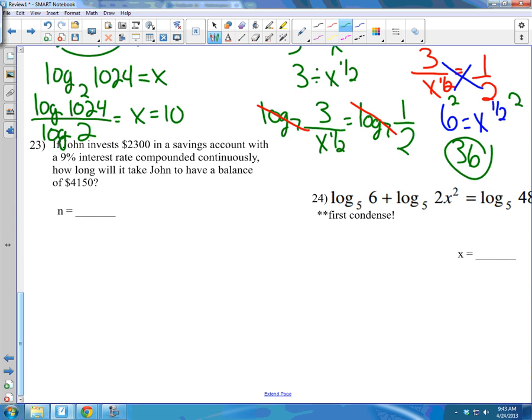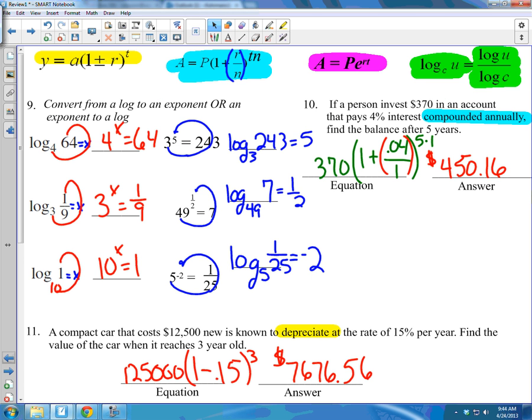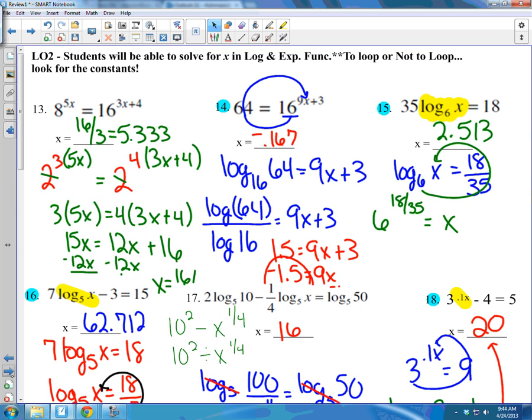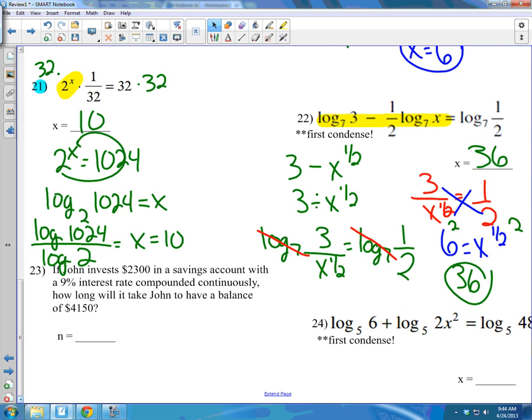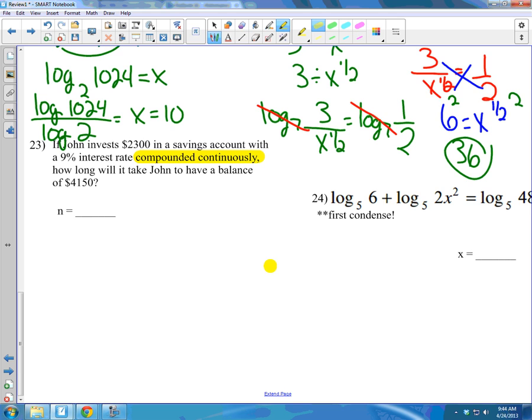All right, final problems on the solving. So on 23, to figure out which of those formulas, again, on this side that I would need to use, I'm going to read it. So if John invests $2,300 in a savings account with 9% interest compounded continuously, that tells me it's the PERT formula. How long will it take John to have a balance of $4,150?